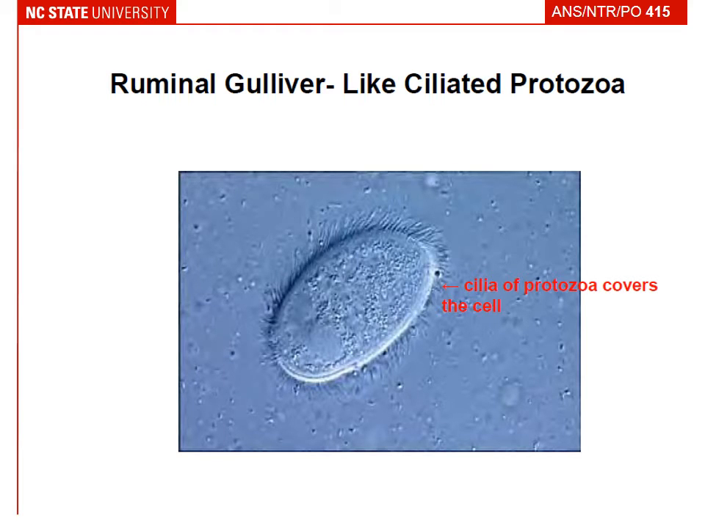Here we have a protozoa species, and you can see all the cilia. This is what's allowing that protozoa to move around. So we have much of the things that you learned back in high school biology: protozoa with cilia and many of the other components. That's how they're able to move around the rumen.